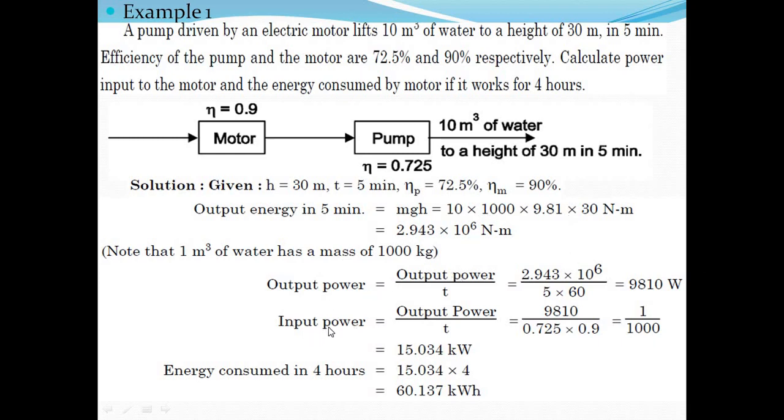Then input power is equal to output power upon efficiency, and here there is a printing mistake. So the efficiency is the overall efficiency, 0.725 into 0.9. So this is the input power. Then energy consumption in kilowatt hours is equal to power in kilowatts into time in hours.